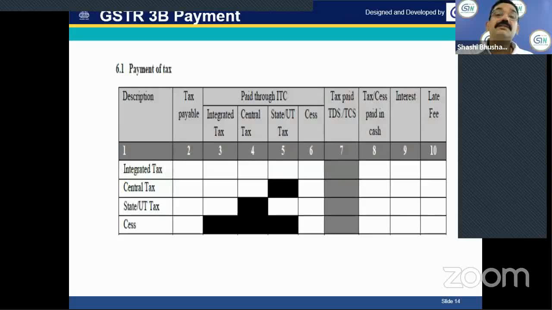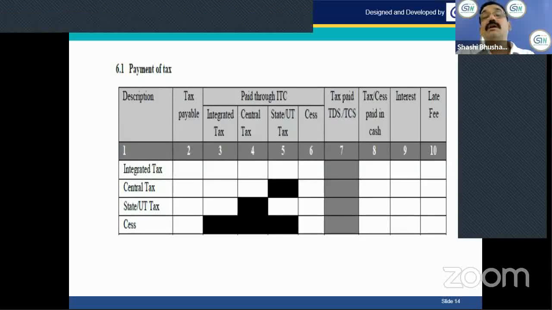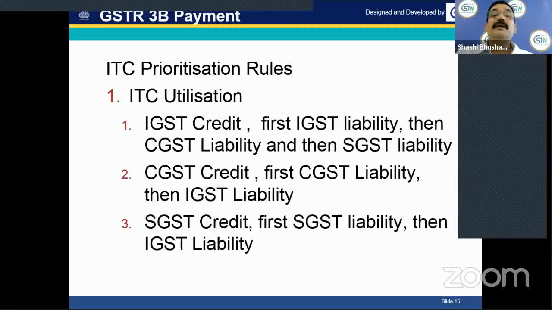Once you have furnished all this information, the tax computed on the basis of these declarations has to be paid either through ITC or cash payment, which will be available in your cash ledger. This ITC payment will be the ITC which you declare, which will go to your ITC ledger, and then you can make the payment accordingly.